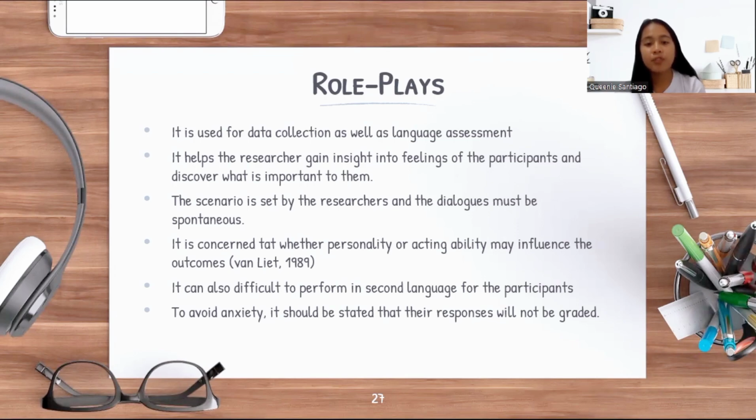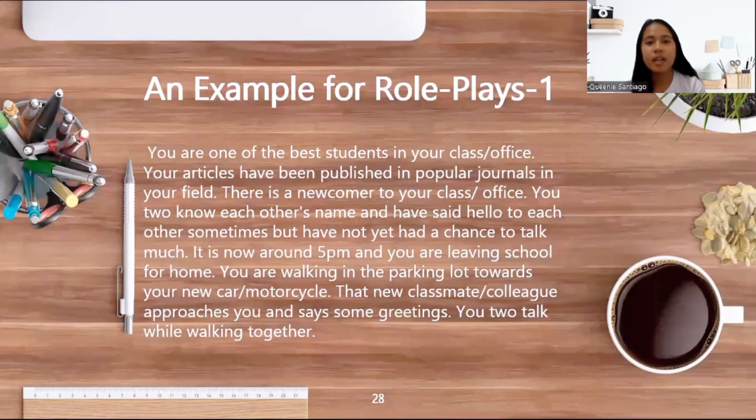It can also be difficult to perform in a second language for the participants. To avoid anxiety, it should be stated that their responses will not be graded. An example for role plays.